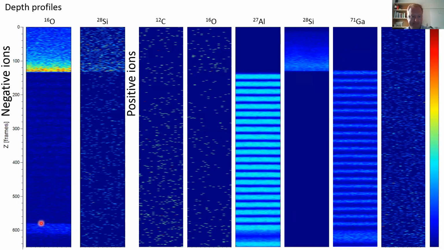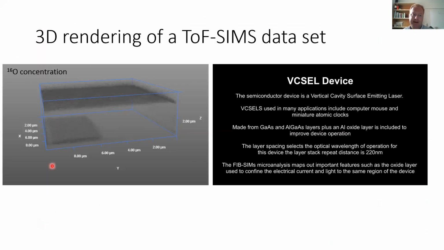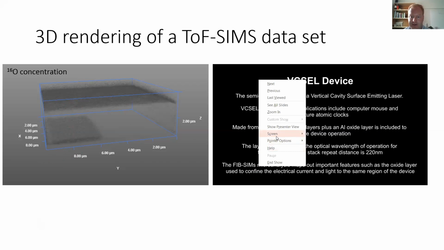And then when we extract that data in 3D, so you've got X, Y, and Z here, we can then generate a 3D image. And I'll just show you the video.